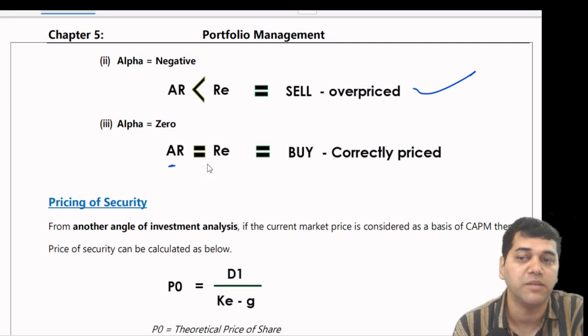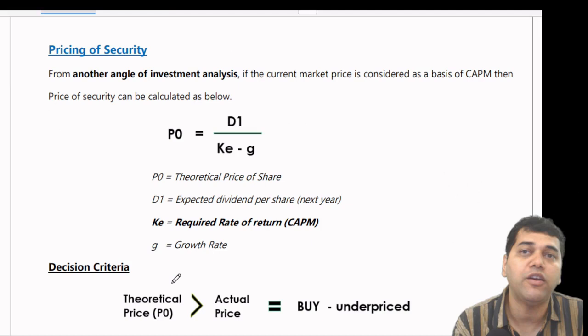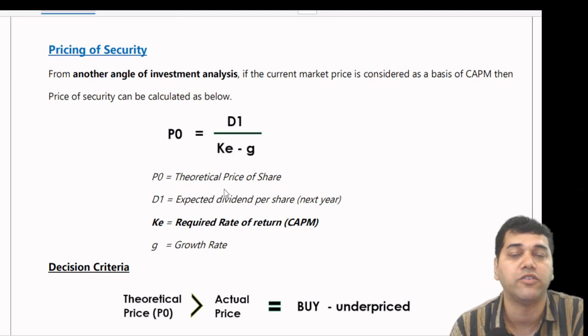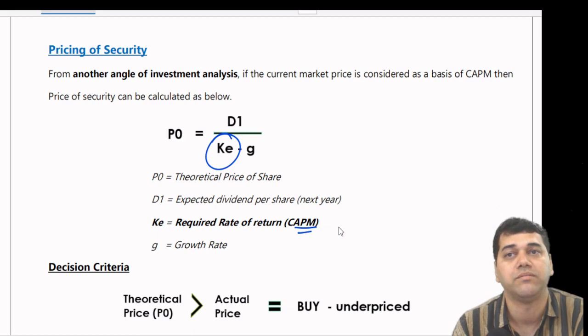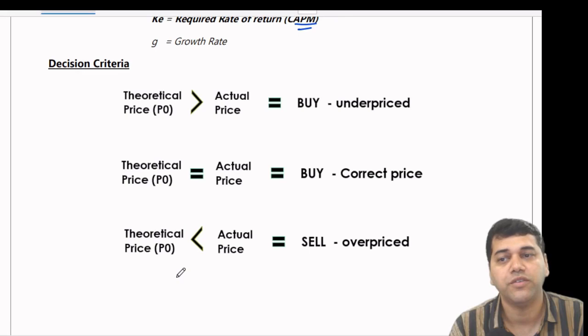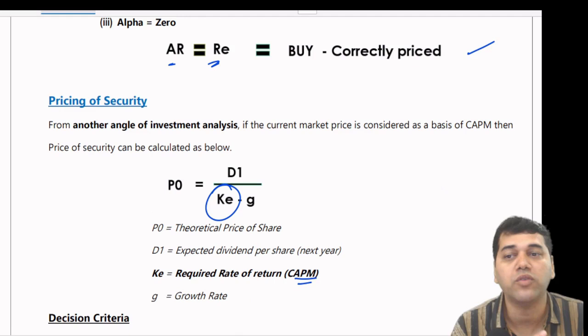So there is another angle to evaluate the price. Price is equal to D1 by (KE minus G). This is what we did in the security valuation chapter, where we calculated KE using CAPM. This is another way to price it based on discounting. So if the theoretical price P0 is greater than the actual price, see, the question here is what to compare.